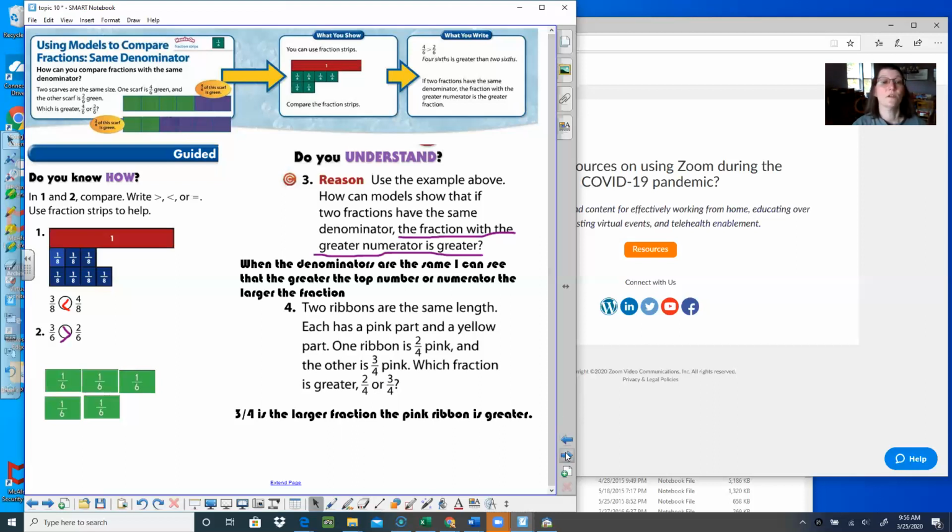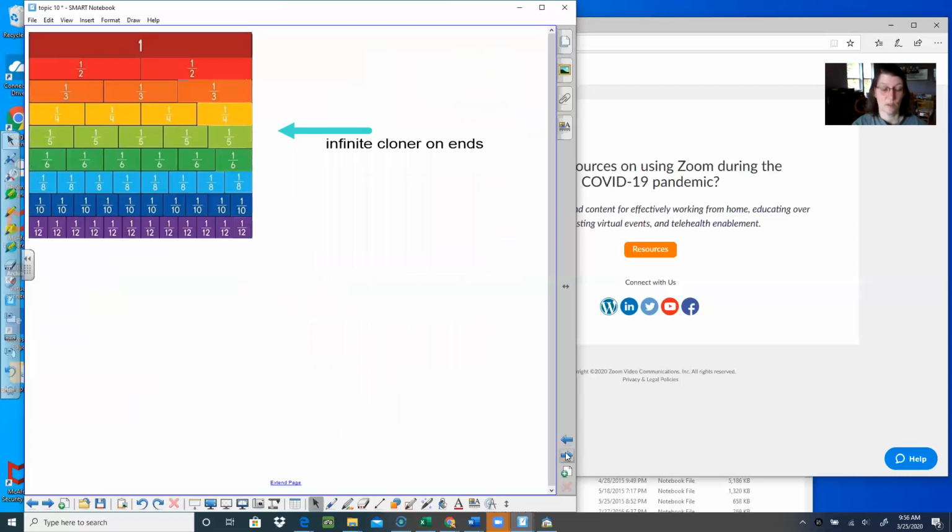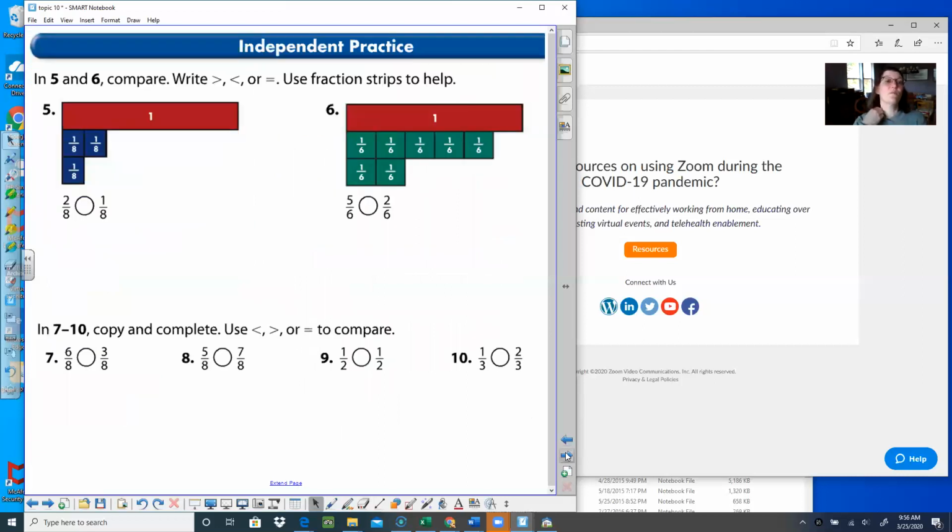Okay, so on to number 5. Whoopsie, no, it's not number 5. Number 5, compare, write greater than, less than, or equals to. So looking up there, we are comparing 2/8 and 1/8. Hopefully you're looking and you're going, well, this one is clearly bigger, so I need to make my alligator eat that guy. So in your spiral, you are writing 2/8 is greater than 1/8.